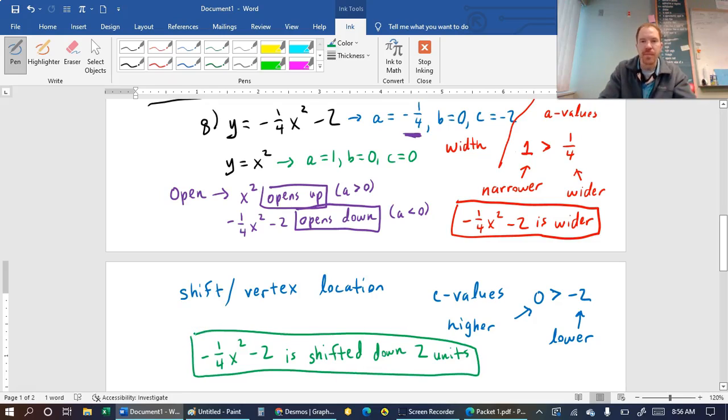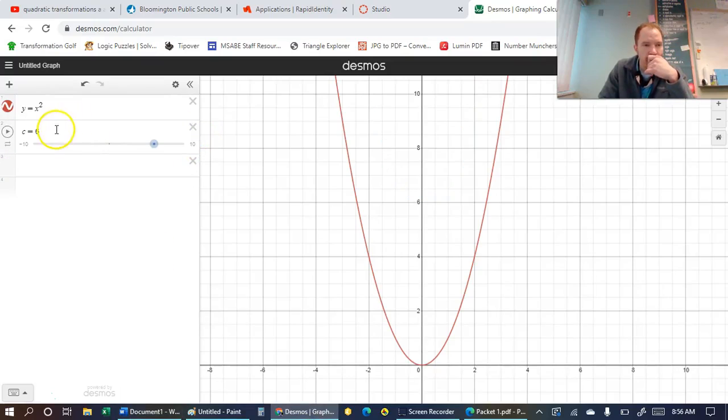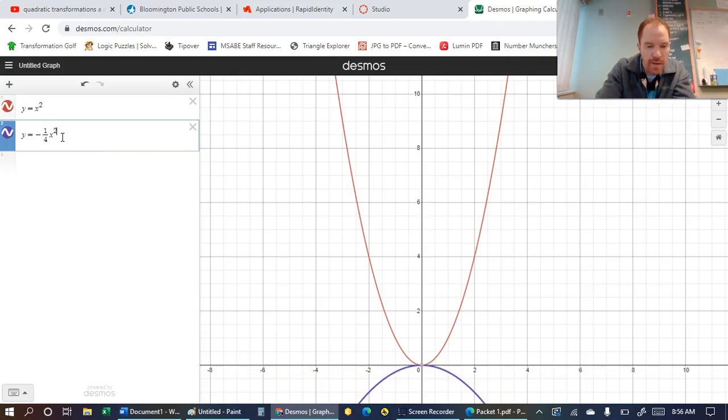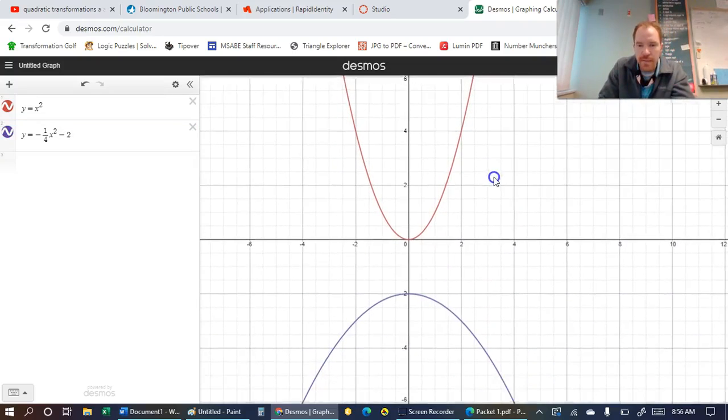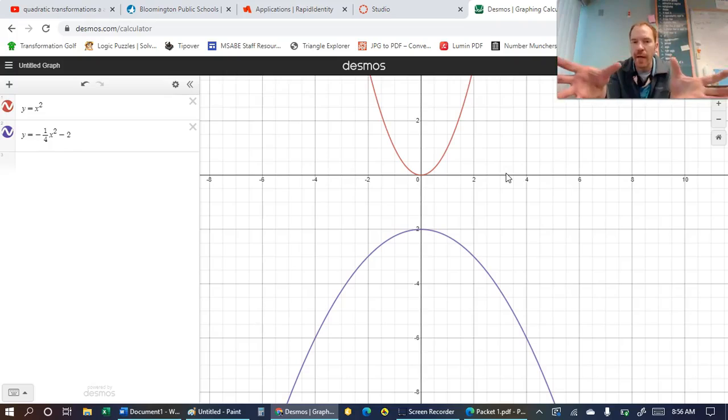All right, and then let's check it out on Desmos. Negative 1/4 x squared minus 2. Let's see if we can get rid of that one. So we'll keep the parent function on there, but we'll do negative 1/4 x squared minus 2. I've got to scoot this a little bit, but okay. So you might be able to tell that it's wider, the purplish parabola, and it's definitely lower. It's definitely shifted down 2 units there.